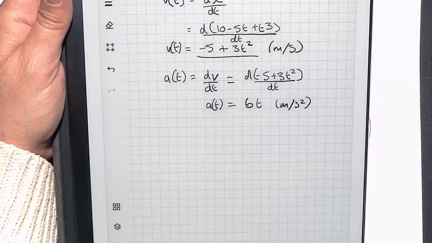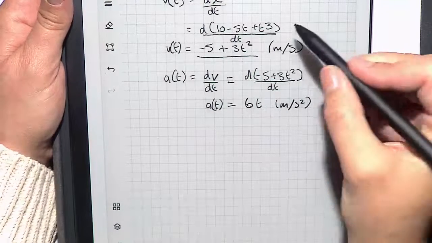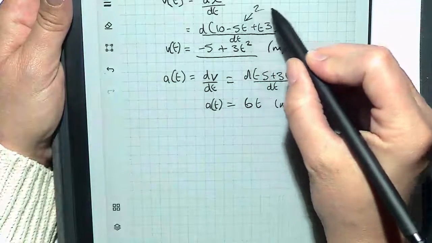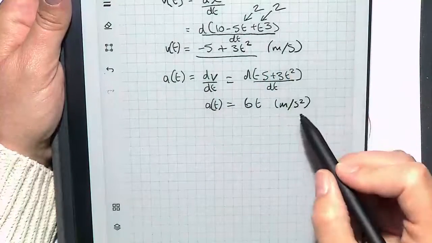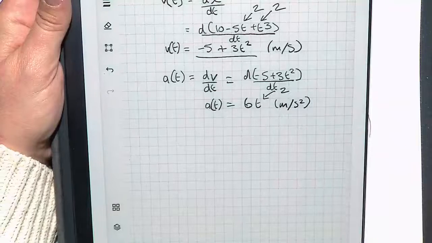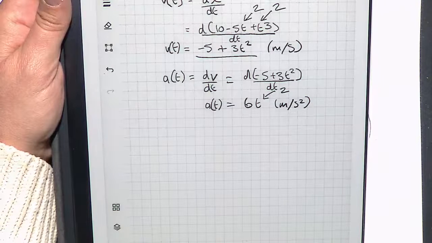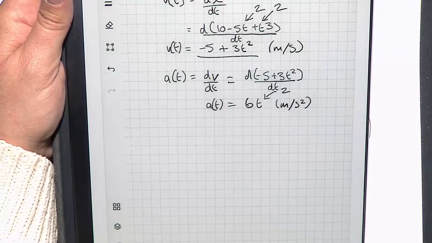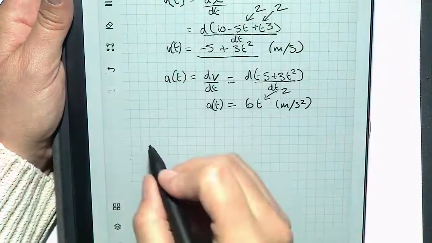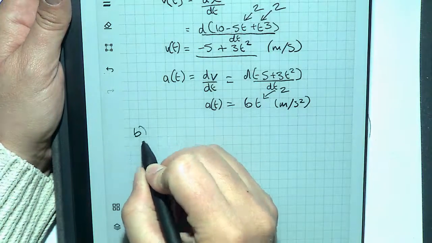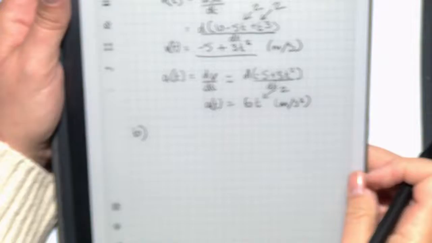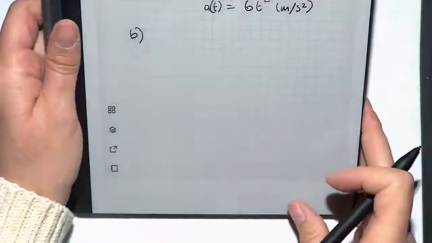So that was at 2 seconds. So we can put in 2 here and here, and then we can put 2 in here, and we can find the velocity and acceleration. So I'm not going to do that because we've got to do it again anyway for part B, and that's a pretty simple part that you could probably do at home. So we're going to move on to part B.